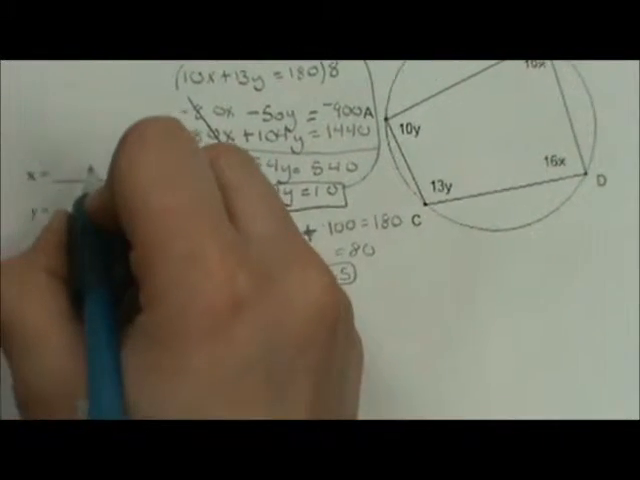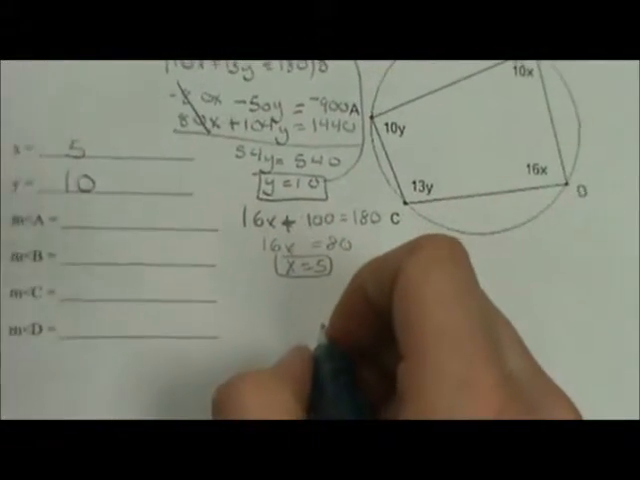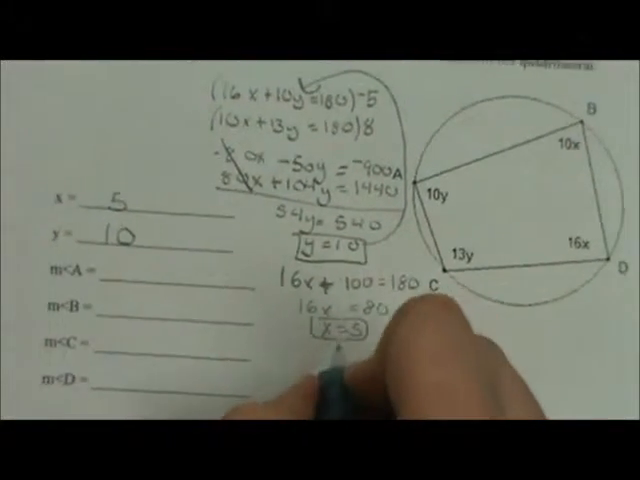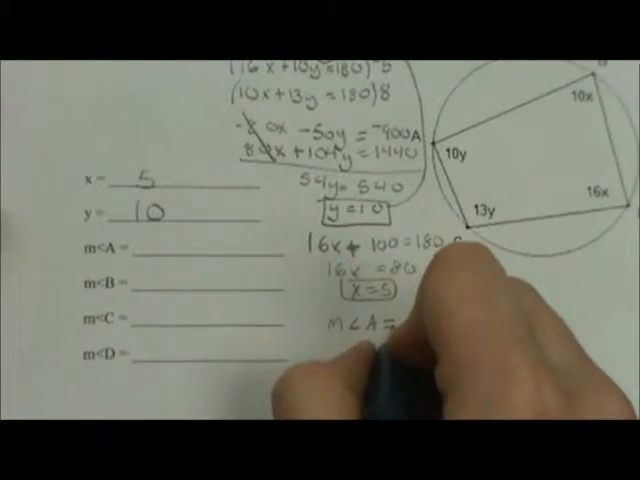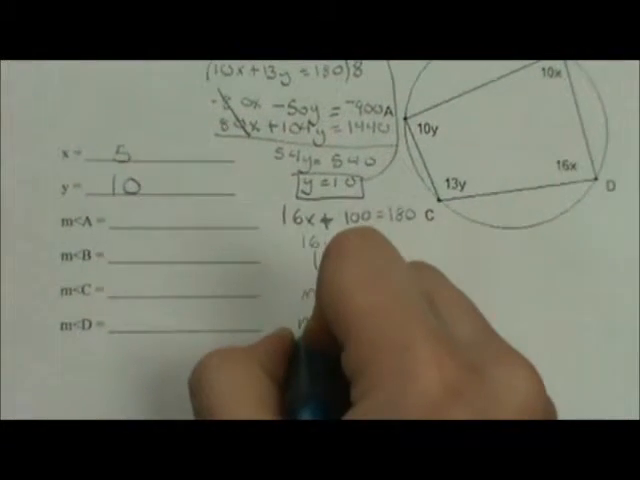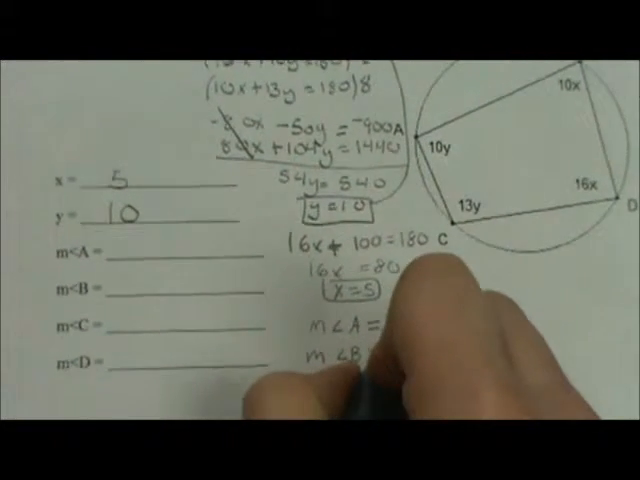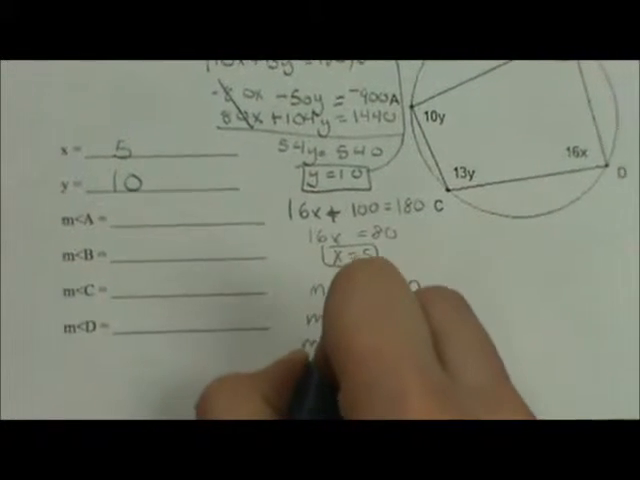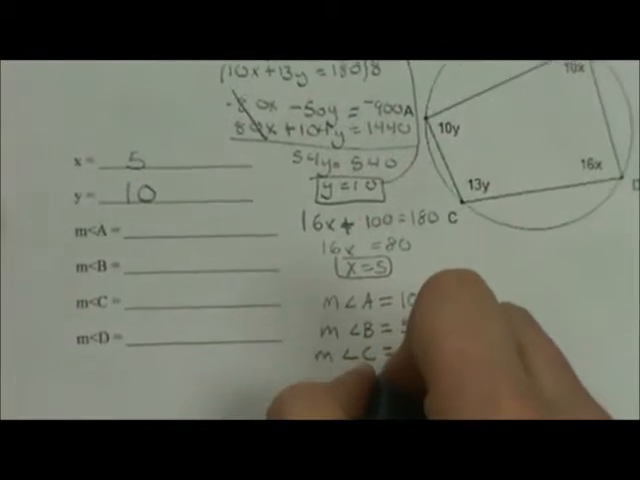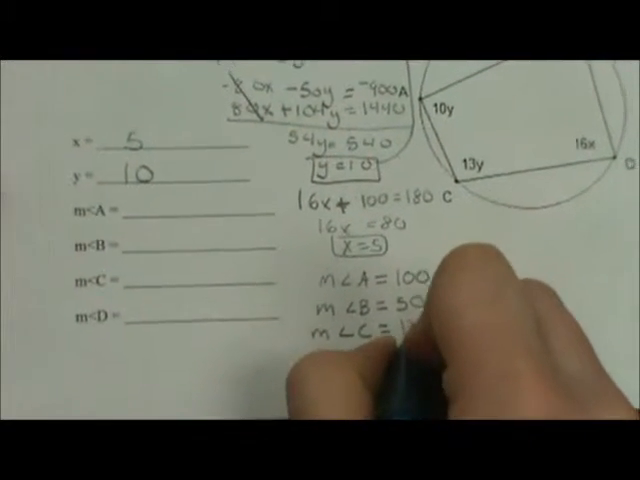Now you can plug x and y back in to find each of the angles. So for the measurement of angle A, you are going to get 100. And the measurement of angle B, once you plug it in, you are going to get 50. And when you plug angle C back in, you will get 130. And then for the measurement of angle D, you are going to get 180 after you plug it in.